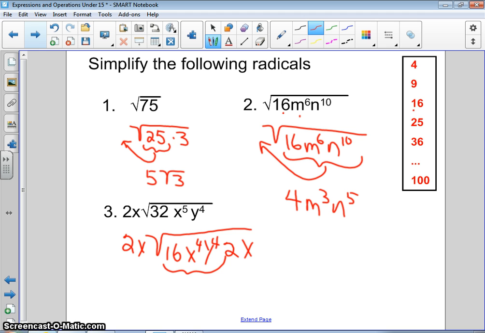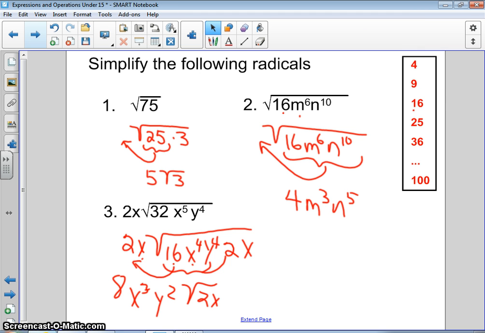The square root of 16 is 4. 4 times 2 is 8. I had a 2 on the outside. The square root of x to the 4th is x squared. X squared times x is x cubed. I had an x on the outside. And let's see, the square root of y to the 4th is y squared, and I still got a 2x left on the inside.